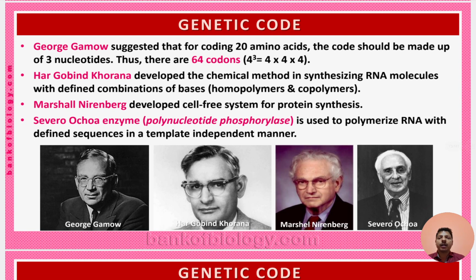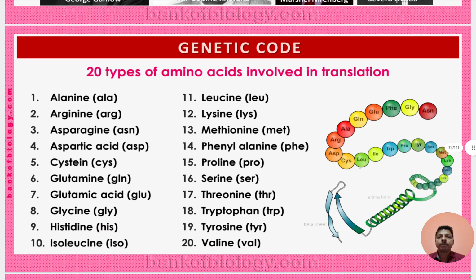Then Har Gobind Khorana developed the chemical method of synthesizing RNA molecules with defined combinations of the bases, homopolymers or copolymers. Then Marshall Nirenberg developed a cell-free system for protein synthesis, and Severo Ochoa's enzyme, polynucleotide phosphorylase, is used to polymerize RNA with defined sequences in a template-independent manner.